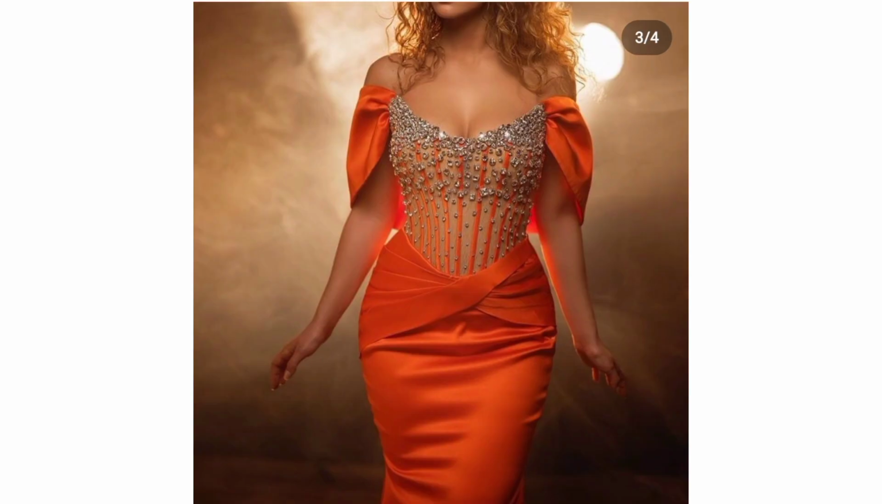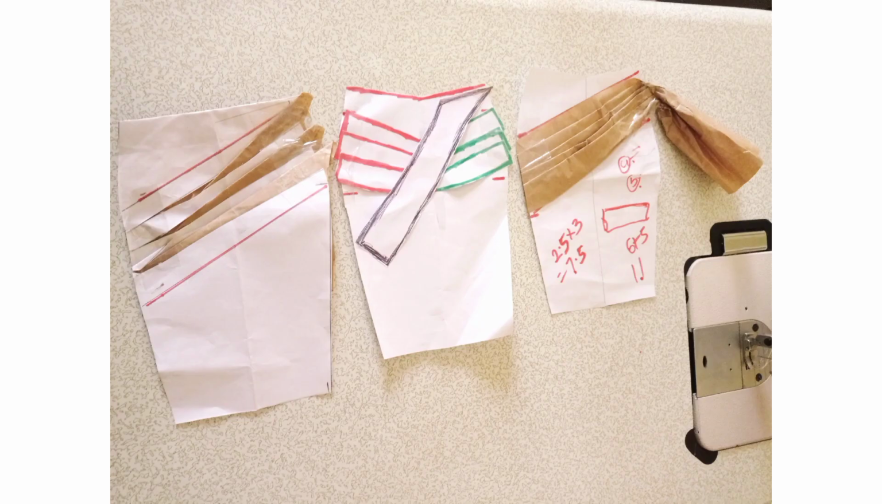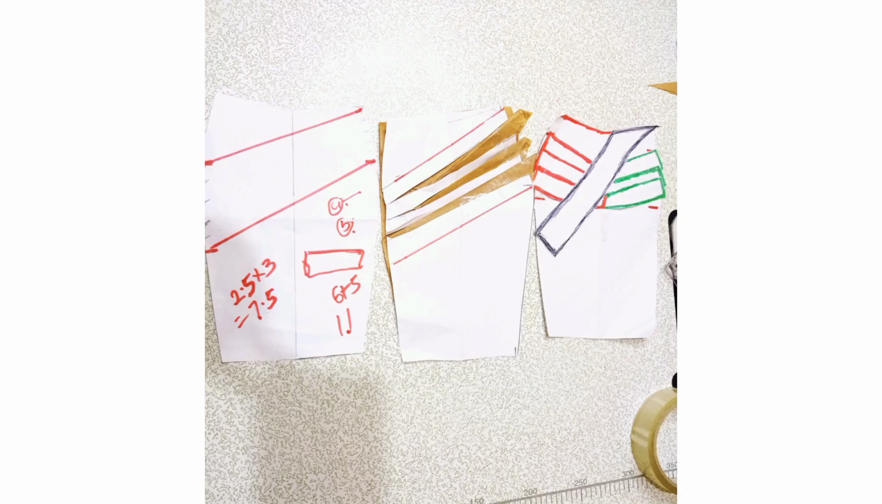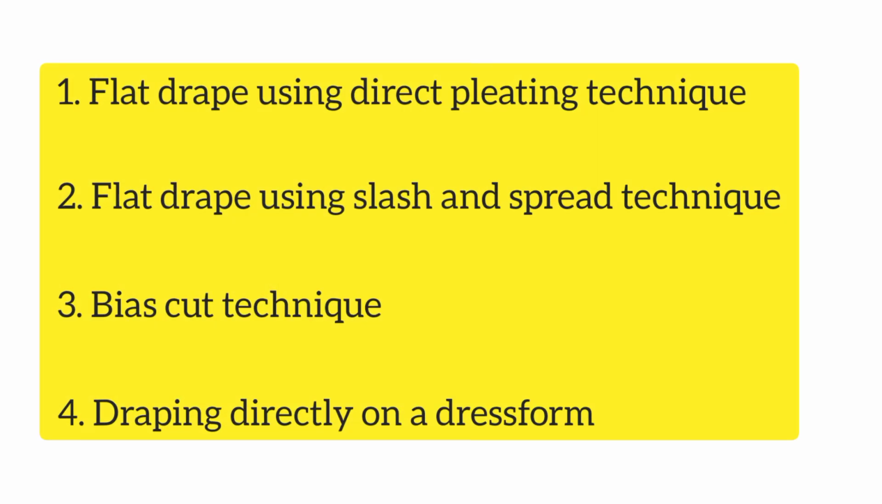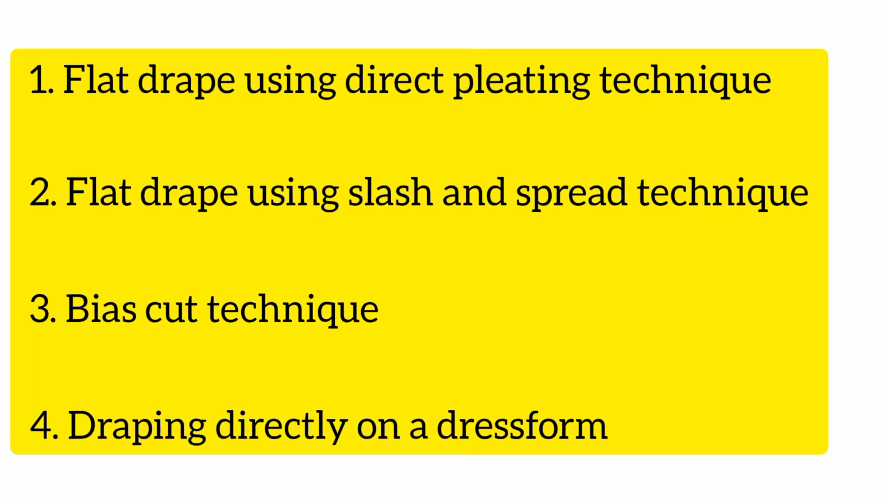I appreciate you all. So today's tutorial is based off a request I got from one of us. We'll be learning how to create drapes on skirts or dresses. At the moment, I know of 4 ways by which we can achieve that. One is flat drapes using direct pleats. Second is flat drapes using slash and spread technique. The third is bias cut technique, and the fourth is draping directly on the dress form. But today we'll focus on method 1, 2 and 3.